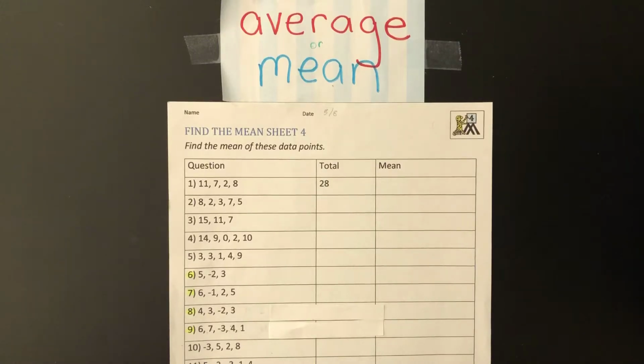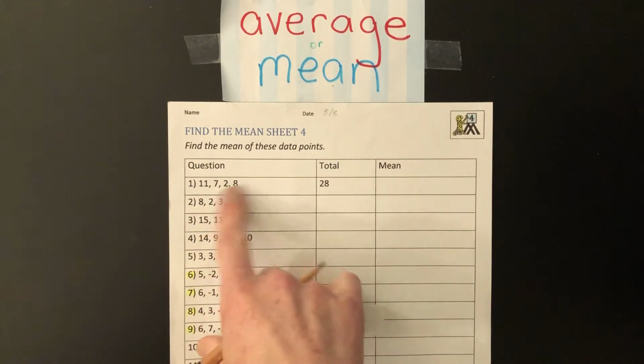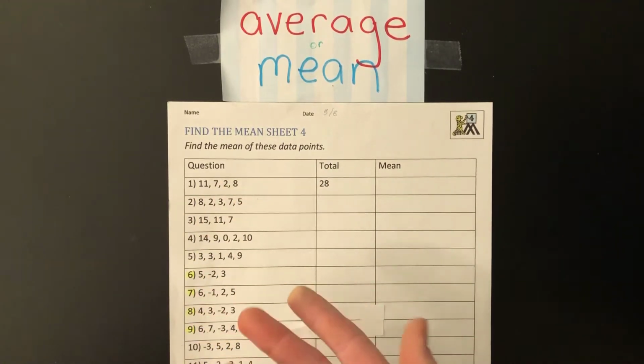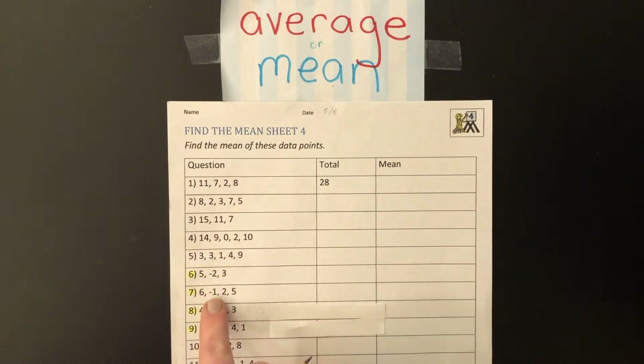Join me as we spend some more time working with average or mean. On this assignment, we will be finding the mean of a group of numbers, as usual. The one thing that's different about this is that we actually have some negative integers in here as well. They're not all positives. So we're going to find the average of a group of numbers which may or may not include negatives.